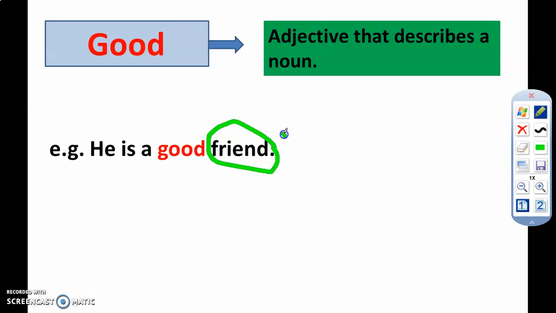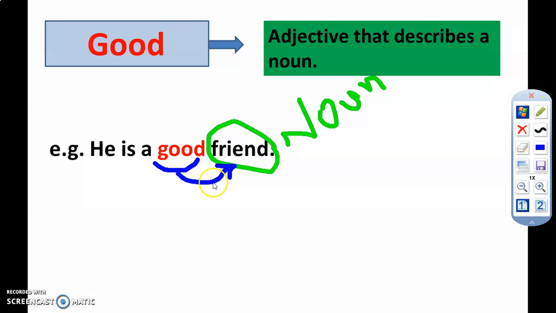The word friend is a noun, and here I have the adjective good. The adjective good gives me information about this noun. It tells me how this friend is. So, good friend. This is the first example.